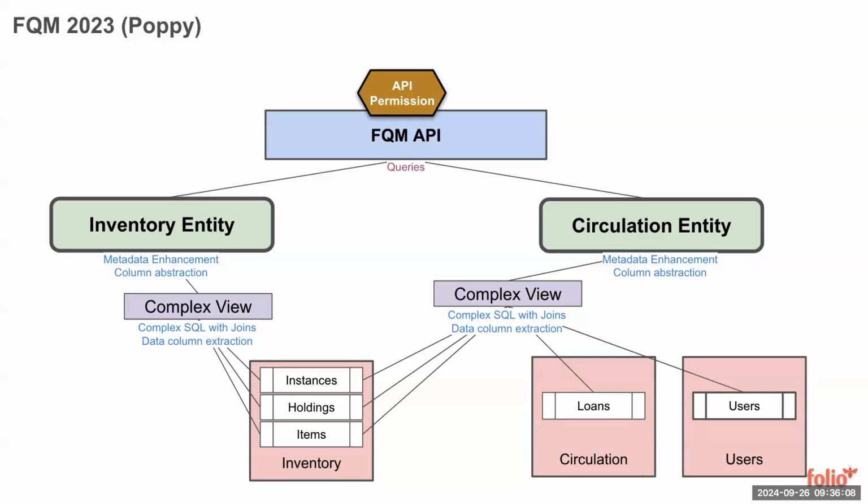So it's just basically trying to see this column that comes out of a SQL query and understand what it is. So it does some level of mapping and there's some metadata enhancement there. And similarly, you may have a second entity, circulation entity, that has its own complex view, complex SQL, that also pulls for inventory, but maybe pulls in some loan data, pulls in some user data. And the whole thing is gated by an API permission that lives, like all APIs and permissions in FOLIO, at the API level for FQM. So you have permission to run queries through FQM or you don't.